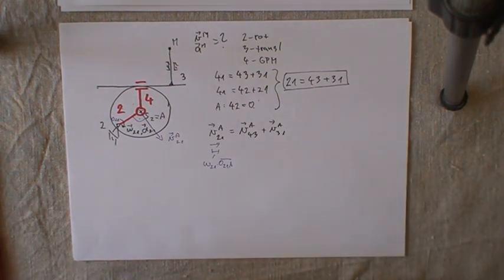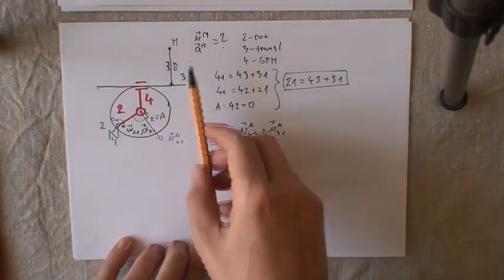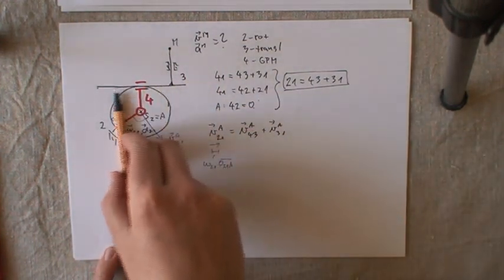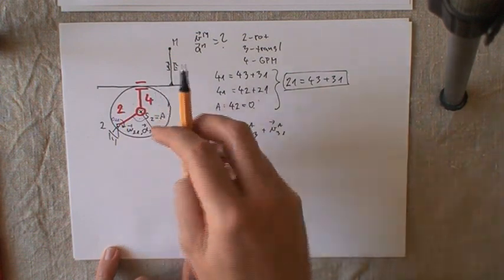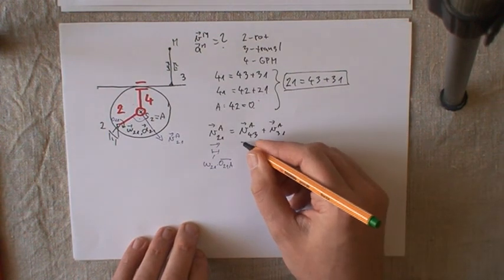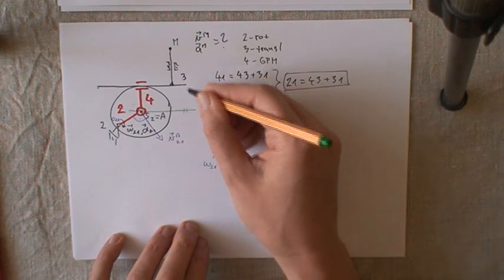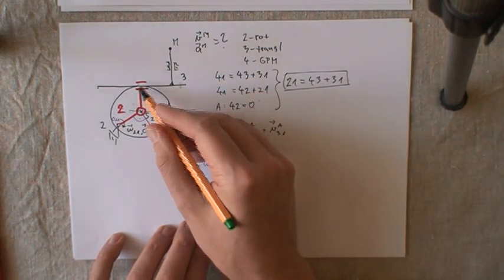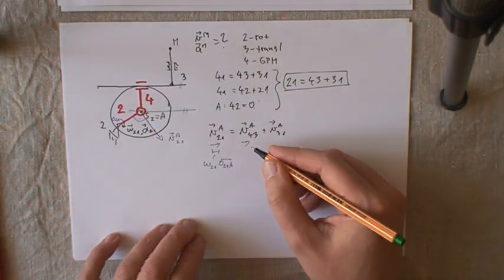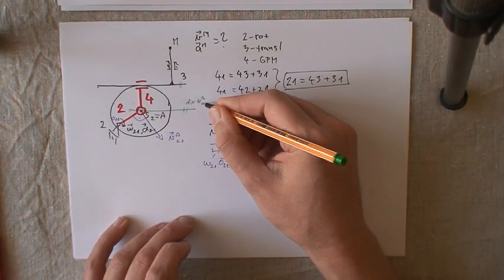Now for 3, how is body number 4 moving with respect to body number 3? We can imagine that 3 is not moving at all, and 4 is performing translation, right? Because that's given by this joint here between 4 and 3. So we know direction, and this direction is parallel. It depends only on this joint. So this is the direction of VA43.